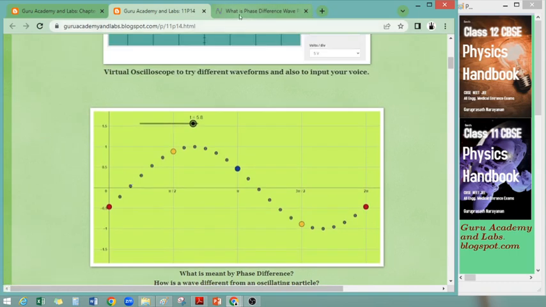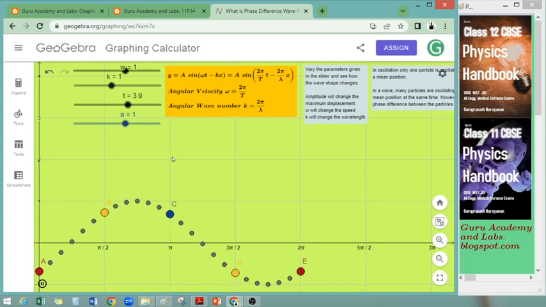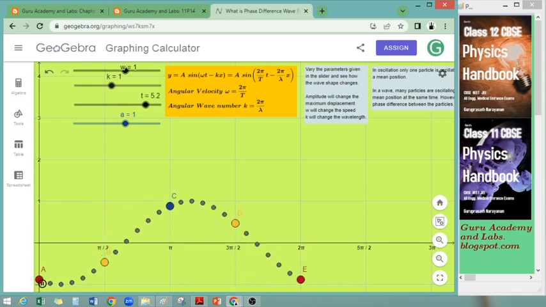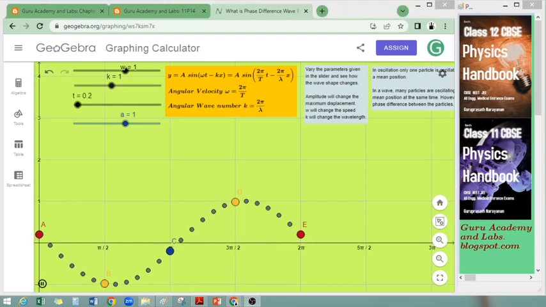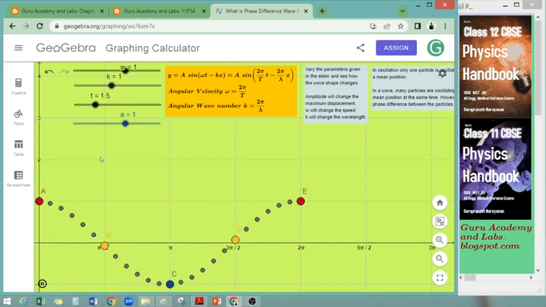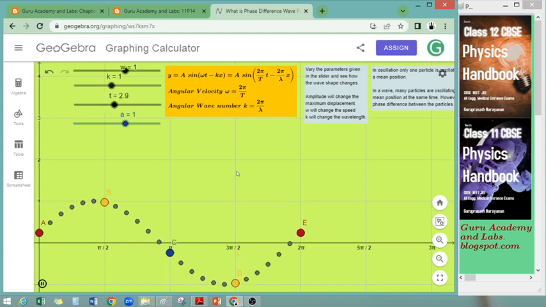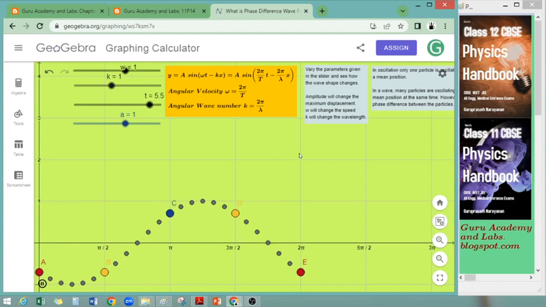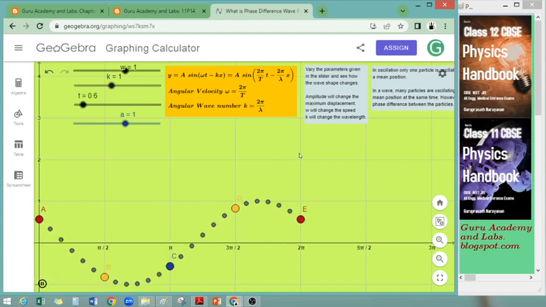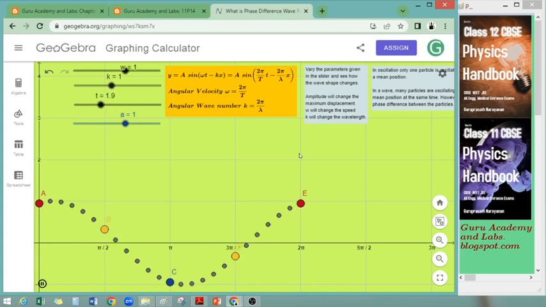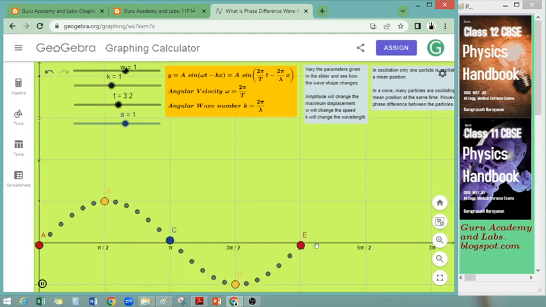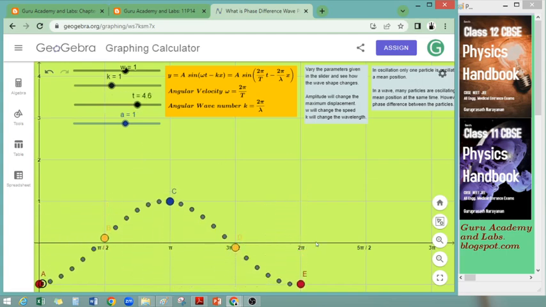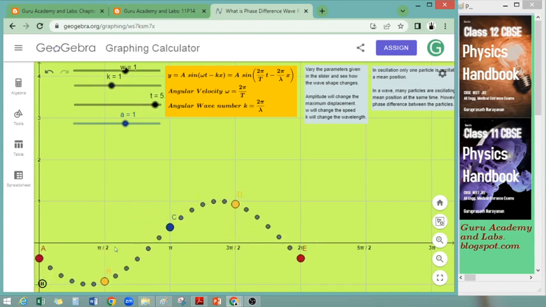When you click on this, it will give you this simulation. Let's see. I would like to talk a little bit about phase difference. So very often students, when they come to the waves chapter, find it a little bit difficult with these basic principles. So I thought maybe I can explain it with this simulation.